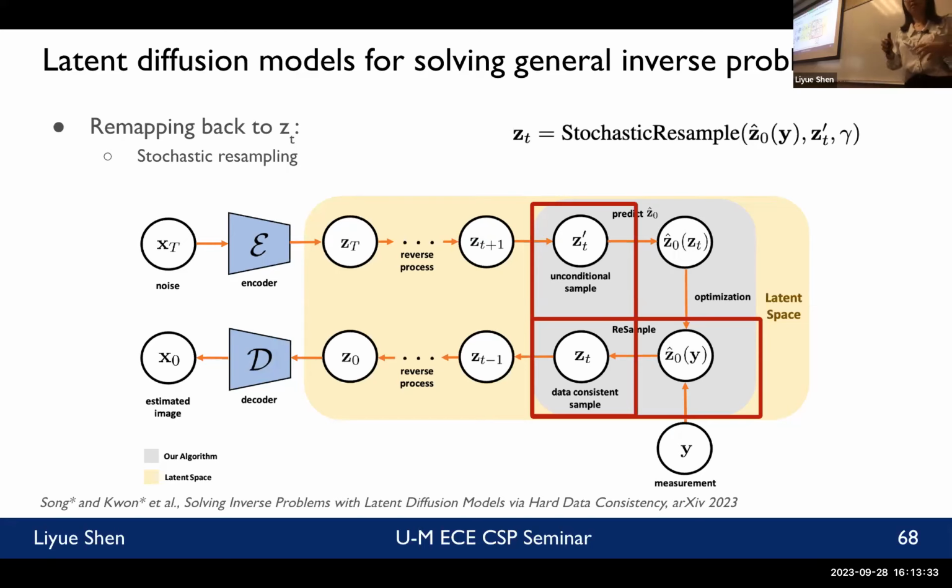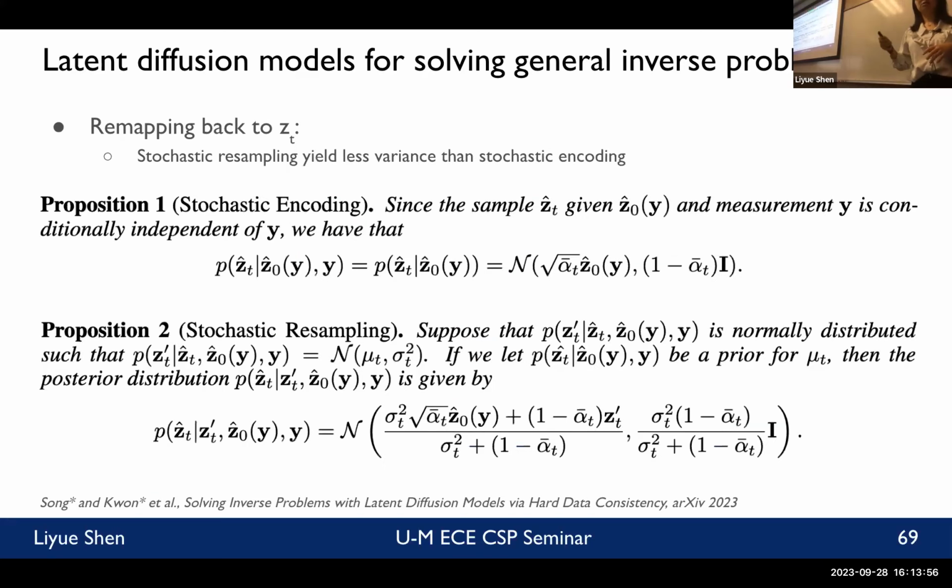Which means that, in order to get the manifold of the ZT from the Z0 after the optimization, we also include the information from the previous randomly sampled ZT from the current cycle, before the optimization. And the reason for using this approach is to reduce the variance when we predict the ZT back to the manifold of the time T.